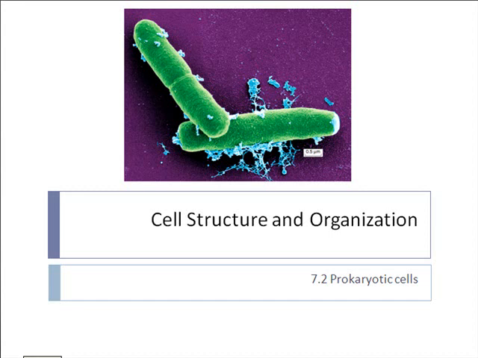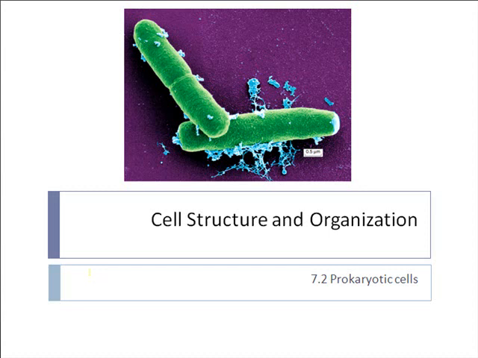Prokaryotic cells, like the ones that you see in this slide here, bacteria cells are one example of them, remember, are cells that do not contain a nucleus. They still contain DNA, it's just that that DNA is not contained within a separate space or organelle inside the cell called a nucleus.